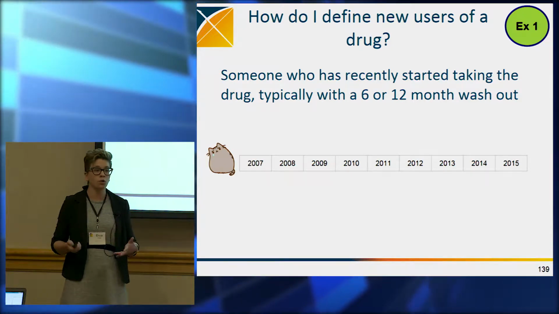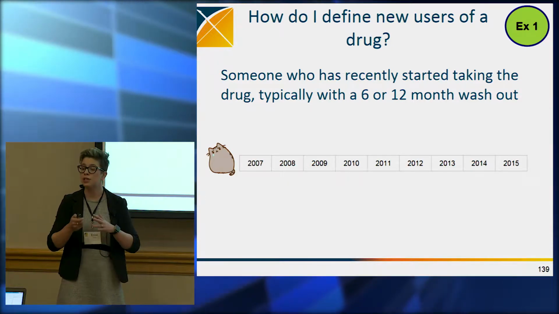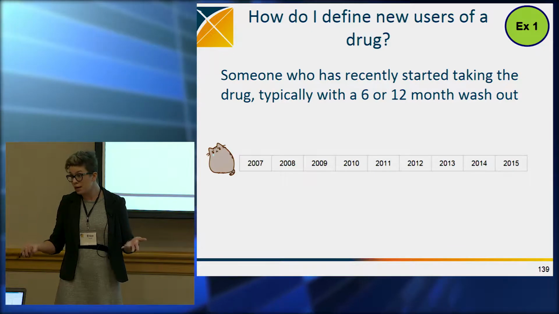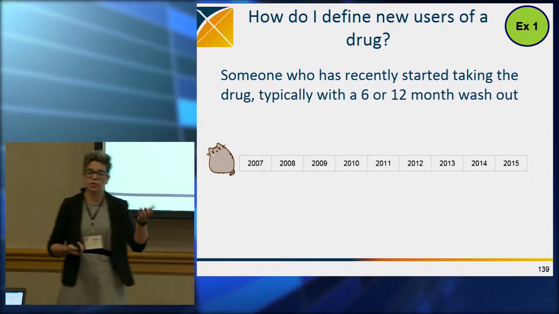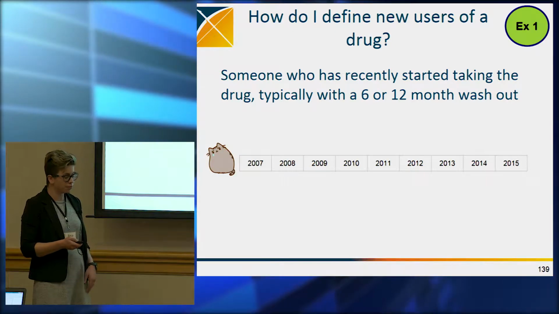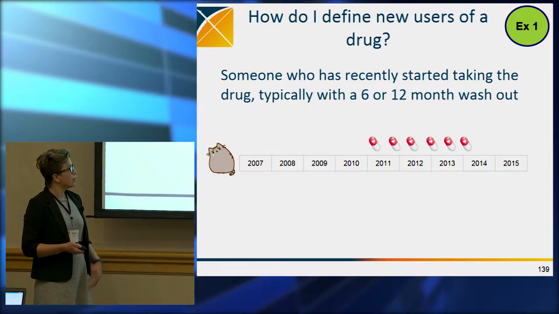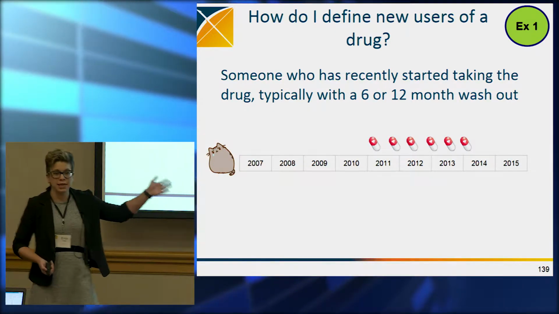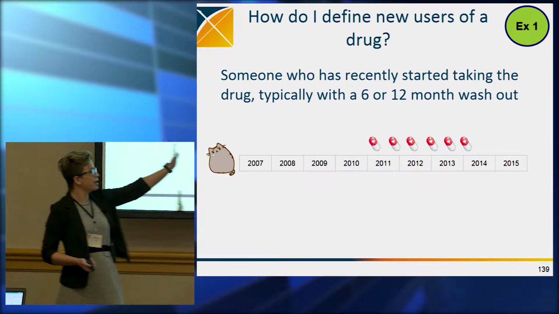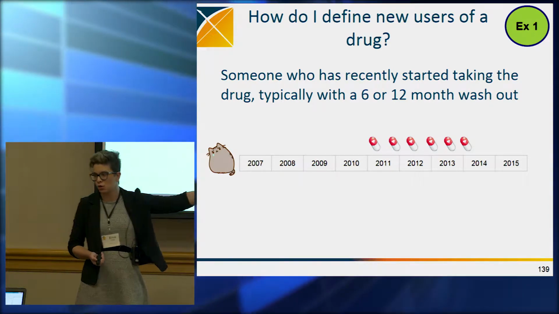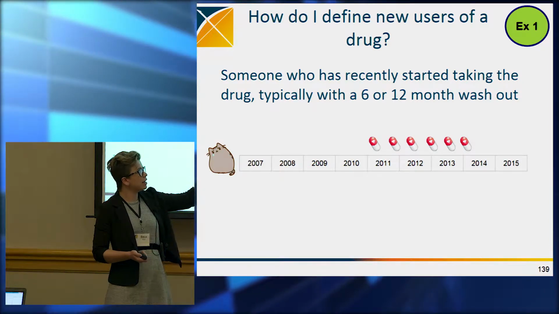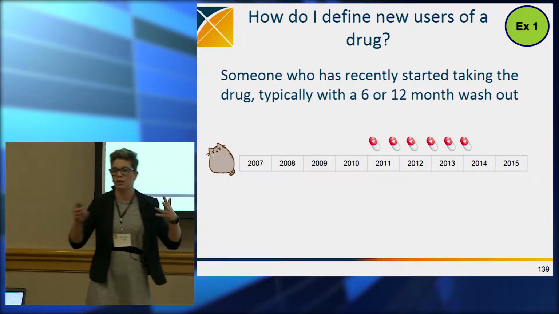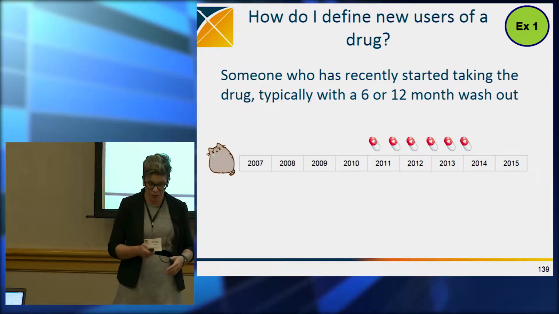And a lot of cohorts are designed in this way. There are definitely reasons why you might not do it, but in a lot of the research that we do at J&J, this is how you're going to look for a new user. So let's say Pushin is starting to take some drug, and Pushin's lifespan is from 2007 to 2015. And between the years 2011 and the start of 2014, Pushin was taking this drug.